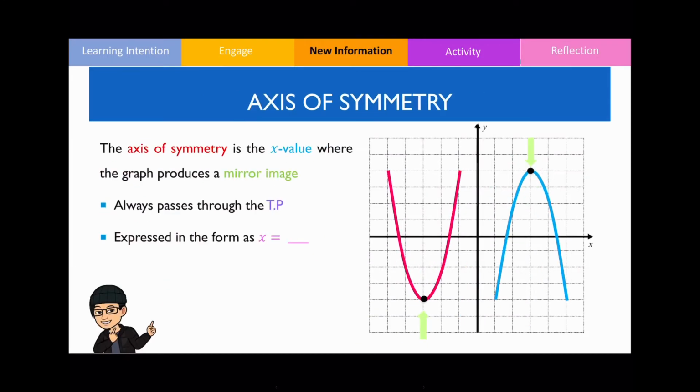The next feature that we're going to be looking at is something referred to as the axis of symmetry.